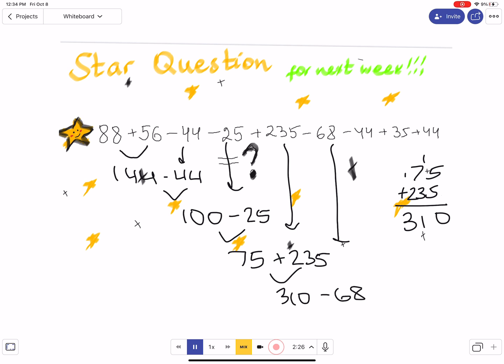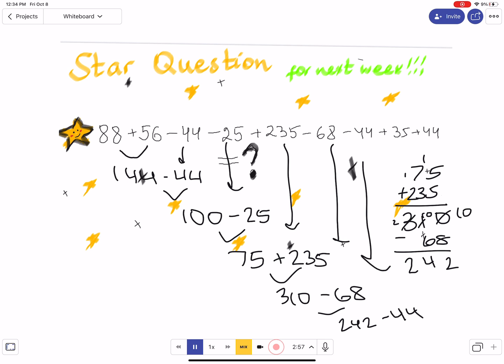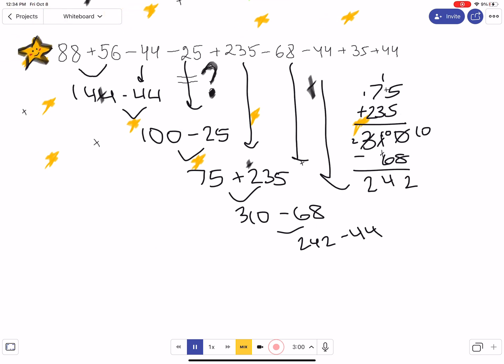the minus 68. Actually, we can just do it here. We're going to do minus 68 over here, and you're going to subtract that. And you should get 242. Yep, 242. You're going to do minus 44. This is a really big number. Let's move down a bit.